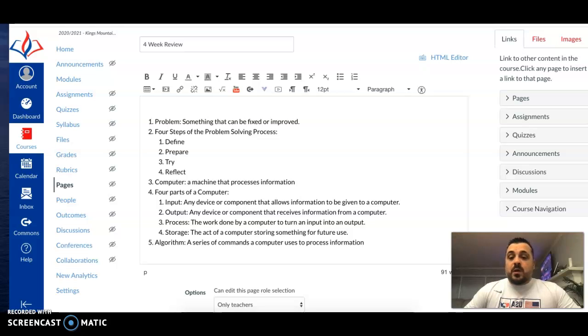The second bullet point there is the 4 steps of the problem-solving process. Okay, remember, the first thing you must always do is define the problem. Okay, once you've determined that you have a problem, once you've determined there's something that can be fixed or improved, you have to define that problem. Okay, then you're going to prepare. The second step is to prepare. And in preparing is when you brainstorm, you work with other people, you really come up with some ideas about how you think you may be able to solve the problem.